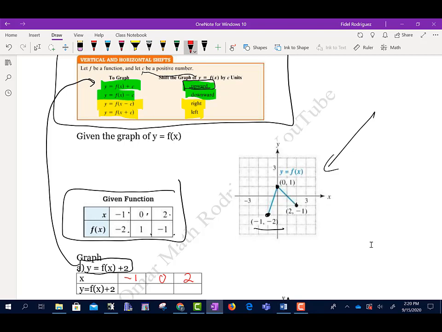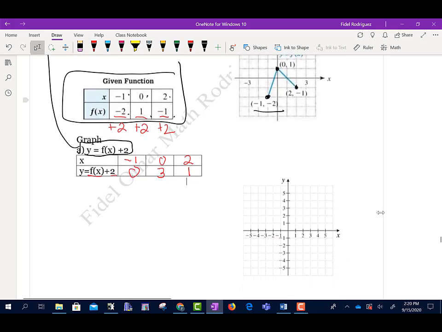Okay. Now, look right here. It says f of x plus 2. Here are my f of x values. What am I going to do with those numbers? I'm going to add 2 to each of them. So negative 2 plus 2 gives me 0. 1 plus 2 gives me 3. Negative 1 plus 2 gives me positive 1. Okay. And then I'm going to go ahead and plot those points right here. So negative 1 and 0 would be here. 0 and 3 would be here. And 2, 1 would be here.